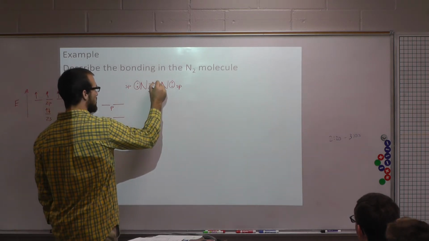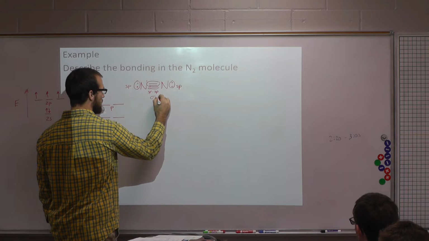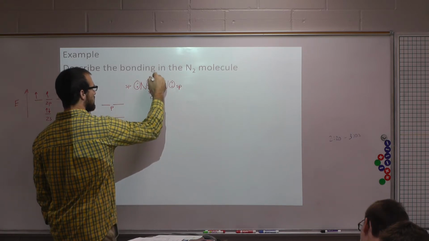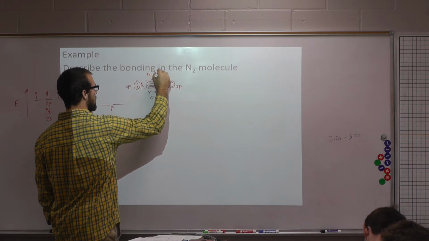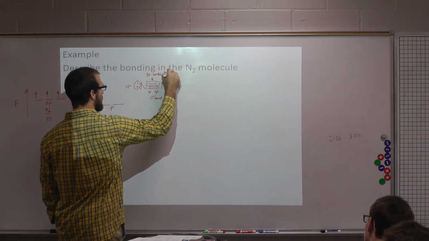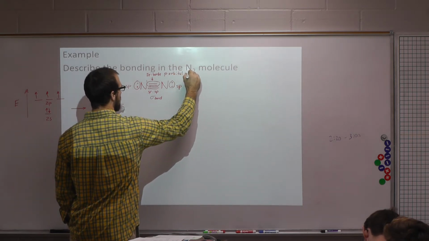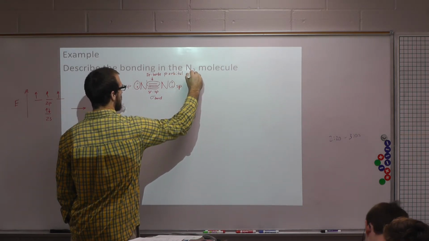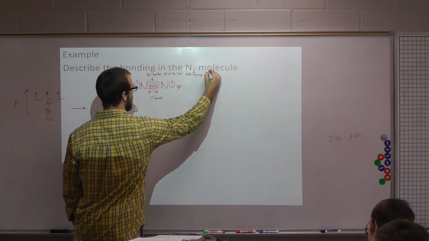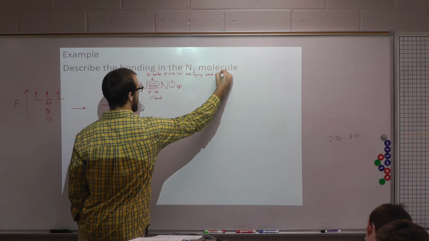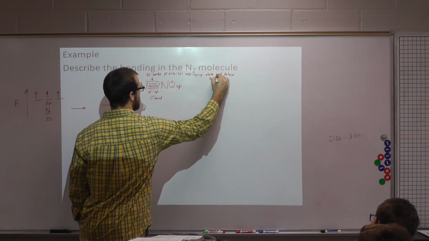And then these two pi bonds, so I can maybe say this is a sigma bond, and these two pi bonds are p orbitals overlapping above and below the bond axis.